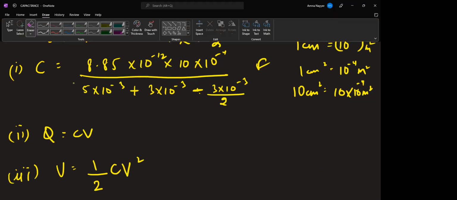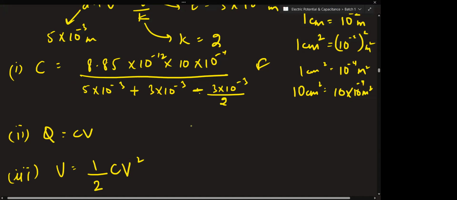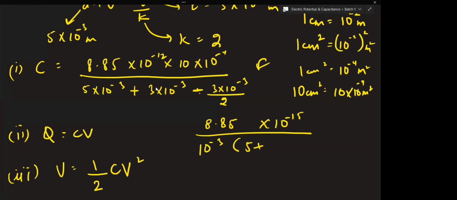To solve it, what you can do, you can take 10 to the power minus 3 common. So here in the numerator, you will have 8.85 into this. You can write it as minus 5 minus 4 plus 1. That becomes minus 3. And then 10 to the power minus 12, 10 to the power minus 3. That makes 10 to the power minus 15. And in the denominator, if you take 10 to the power minus 3 common, here you are left with 5. This sign, just reverse this sign.